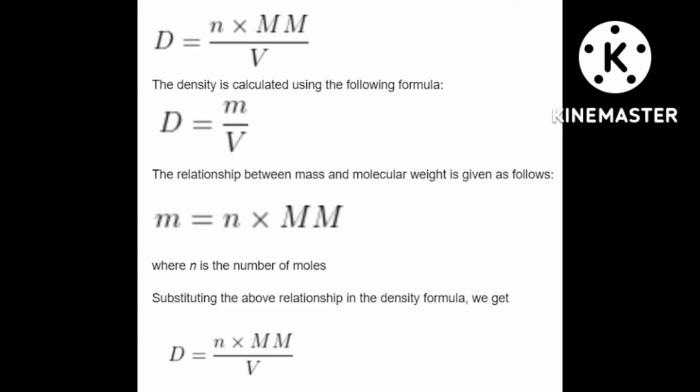Then total pressure P total is equal to P1 plus P2 plus P3 plus P4 plus P5, like that, at constant temperature. Then total pressure is equal to the sum of the individual pressures. Suppose P is the total pressure, capital P, then P total is equal to P1 plus P2 plus P3 plus P4, like that, where P1, P2, P3, P4 are the individual pressures of the gases.